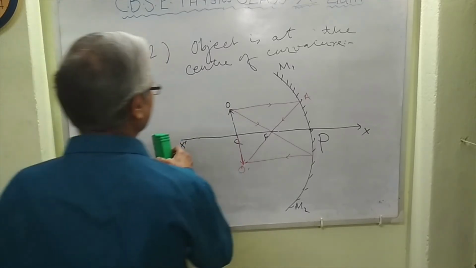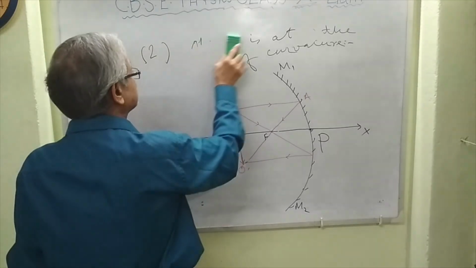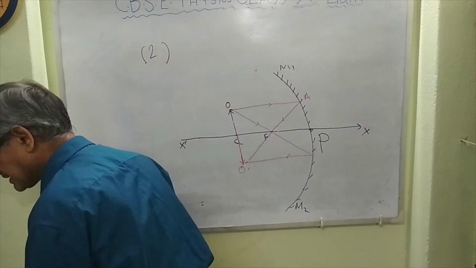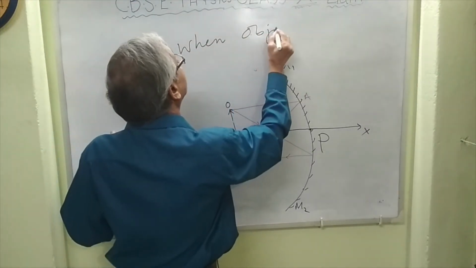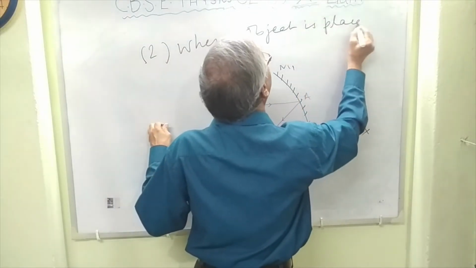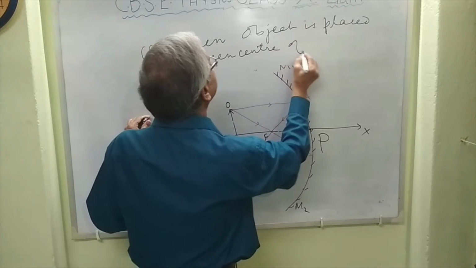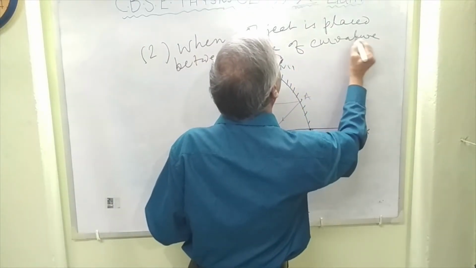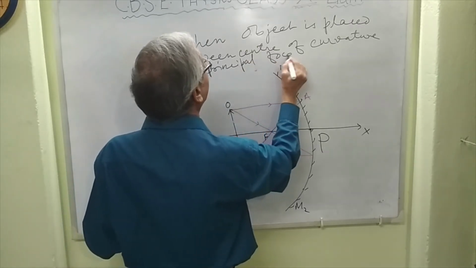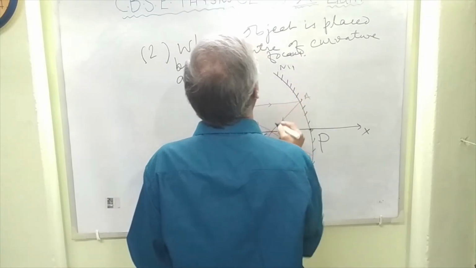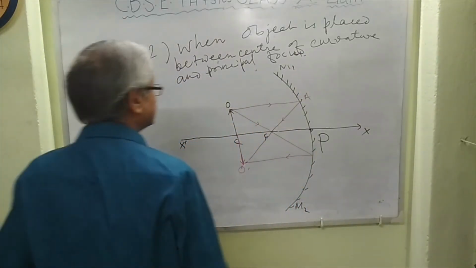Now we see what will happen if the object is in between C and F, that is, the center of curvature and focus. When the object is placed between the center of curvature and principal focus, what will happen? You see it. Now we erase the previous diagram.